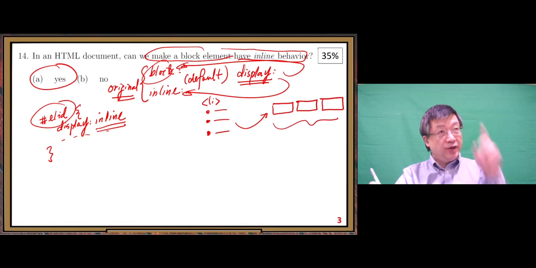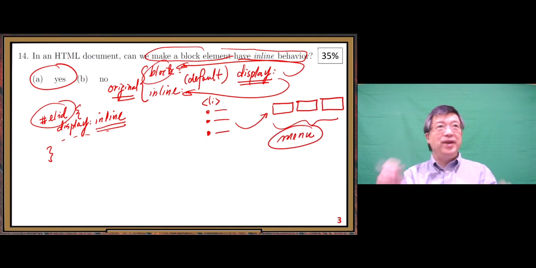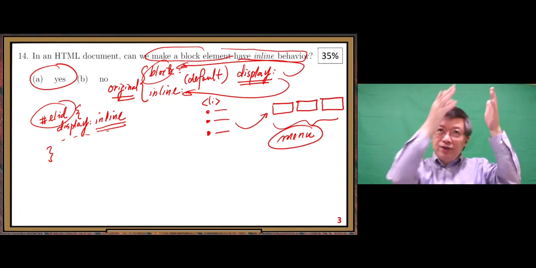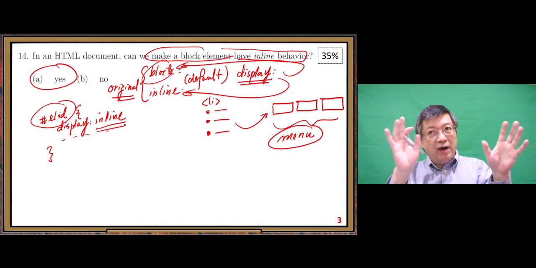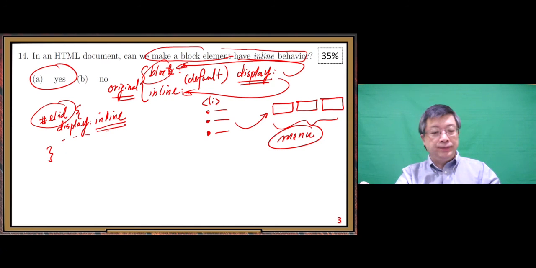This way could be useful when we want to display a menu. So sometimes we want the horizontal menu, sometimes the vertical menu. So that's the background of this question. Yeah, 35% missing rate.